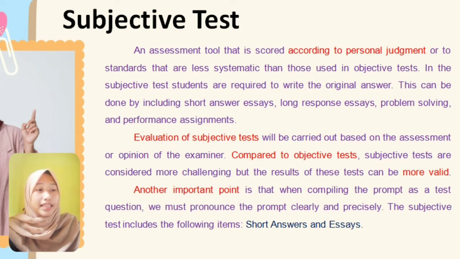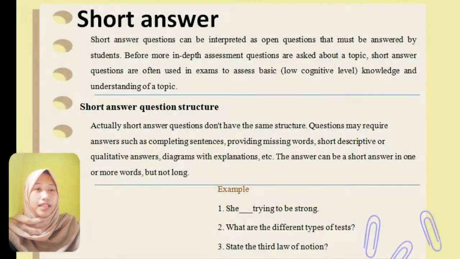Another important point is that when compiling the prompt as a task question, we must pronounce the prompt clearly and precisely. There are two kinds of subjective tasks: short answers and essays. A short answer question can be interpreted as an open question that must be answered by students. Short answer questions don't have one fixed structure. Questions may require answers such as completing sentences, providing missing words, short descriptions, etc.